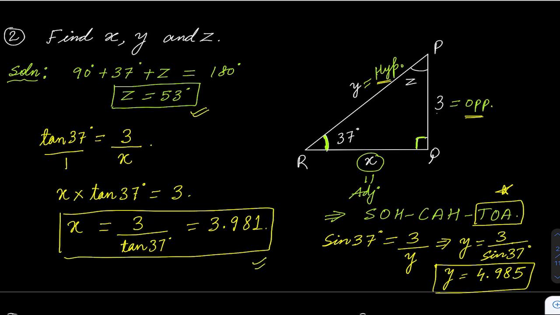So if you are a beginner, always remember to do these two things. First is write SOHCAHTOA. Second is write which angle you are focusing on, because in this case we could have focused on z also. But for now we are focusing on 37. So for the 37 angle, what is opposite, what is adjacent, what is hypotenuse? Because these are not fixed. For one angle it's fixed. So first write this and then you see which side you want to find first.